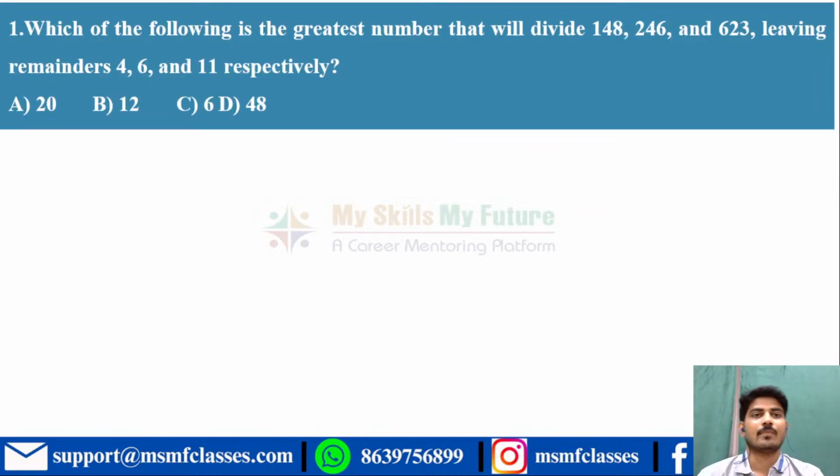This was the first question here. Try to solve this question, and it is from the number system topic. Which of the following is the greatest number that will divide 148, 246 and 623, leaving the remainders of 4, 6, 11 respectively? Try to solve this question.